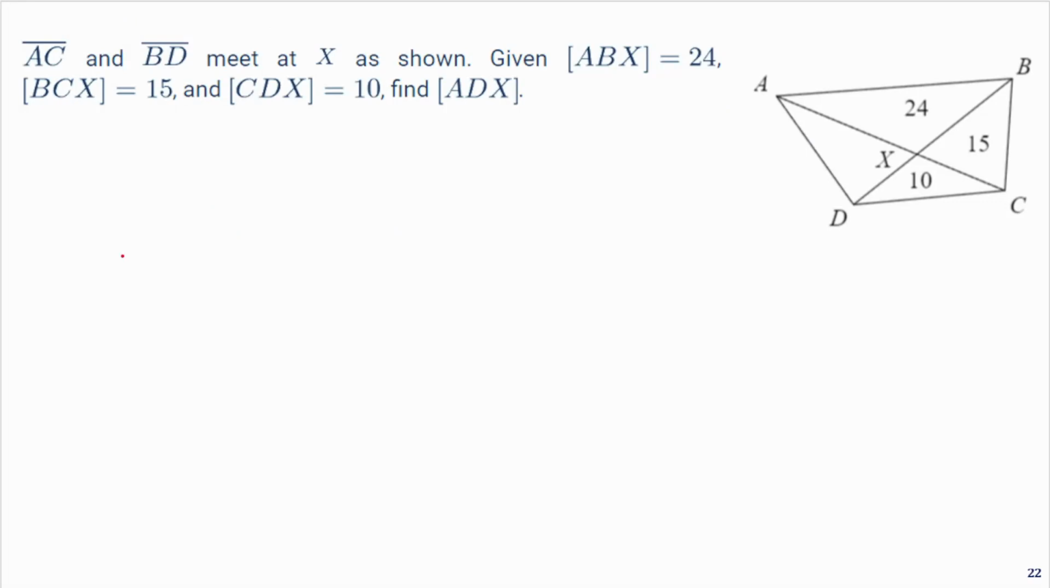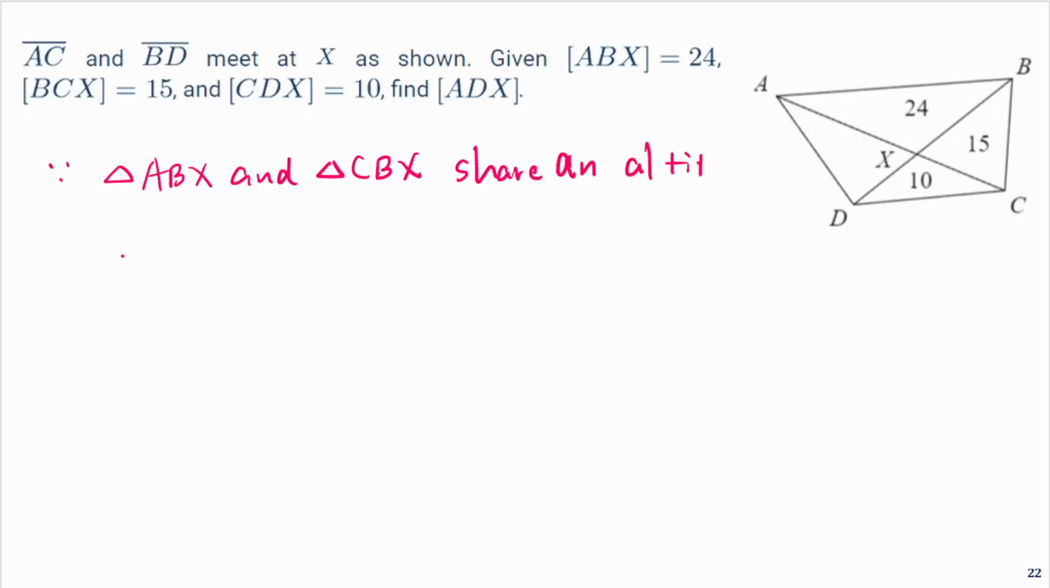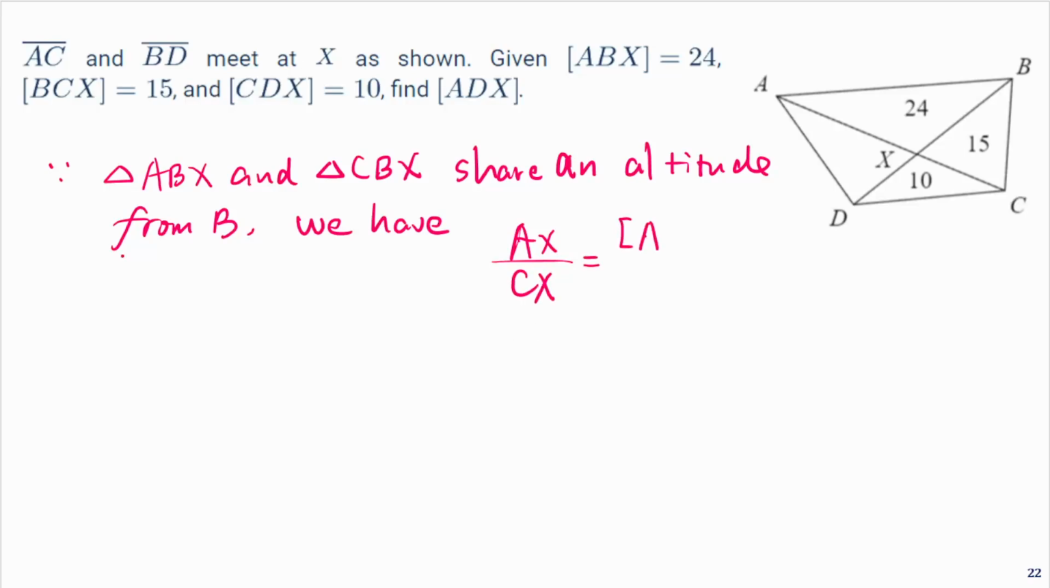Okay, let me give you some hints. Because triangle ABX and triangle CBX share an altitude from point B, then we have AX over CX should equal the area of ABX over the area of CBX. So this gives us 8 over 5, right?